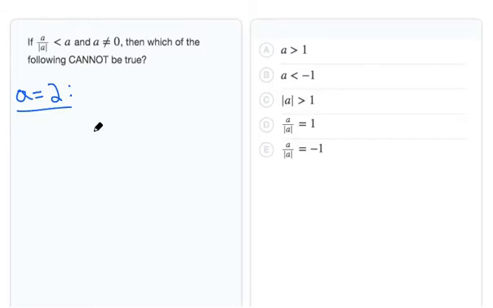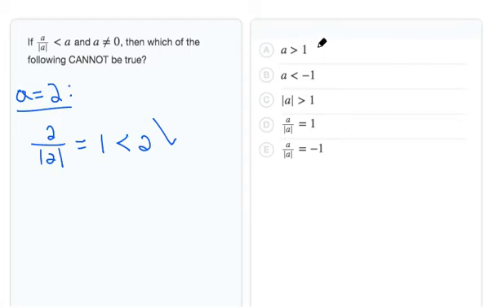We could double check this inequality here. We'll have 2 over absolute value of 2. Is that less than 2? So that's actually equal to 1, because absolute value of 2 is 2. And that is less than 2. So the inequality here is satisfied. And a is not 0, so we're good there. And now let's go ahead and double check our answer choices.